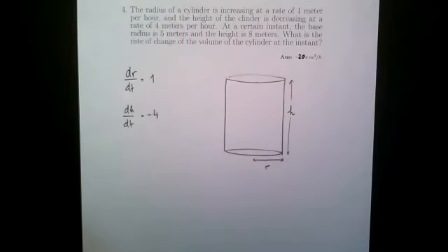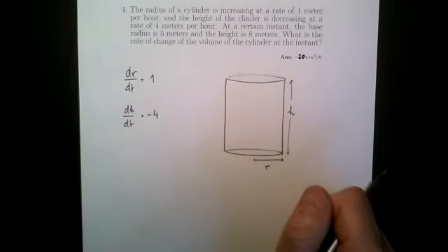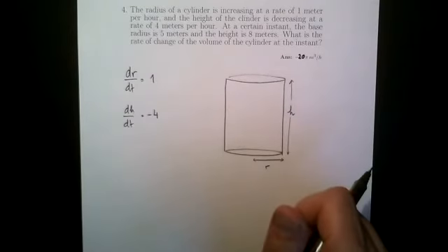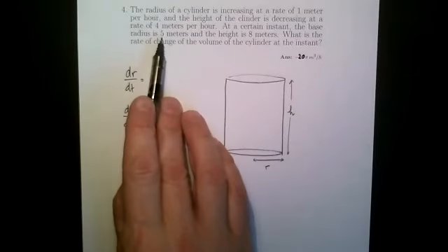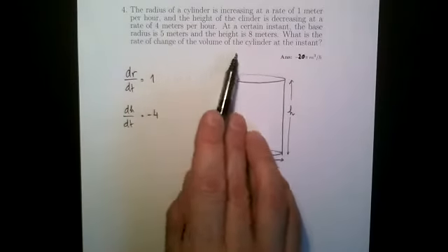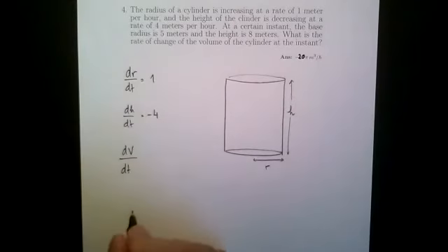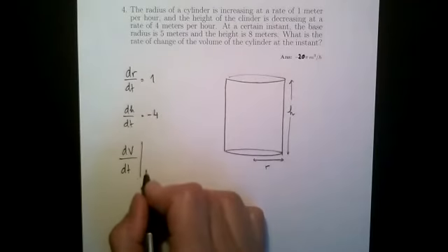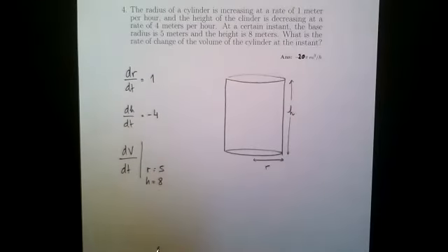Okay, right? So what you did? You put minus, right? Because it's decreasing. So every hour, it just loses 4 meters. At a certain instant, the radius is 5 and the height is 8. What is the rate of change of the volume? So basically we're looking for, that's a very easy question, the rate of change of the volume when the radius is 5 and when the height is 8. This is what we're looking for.